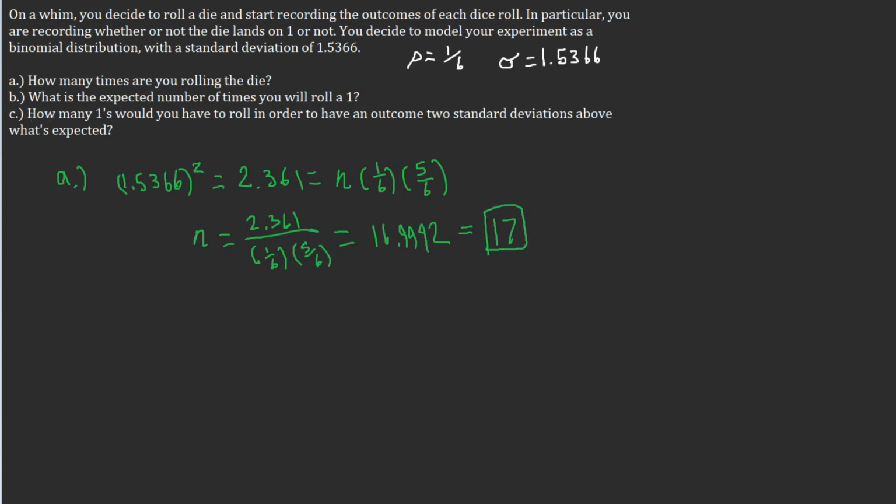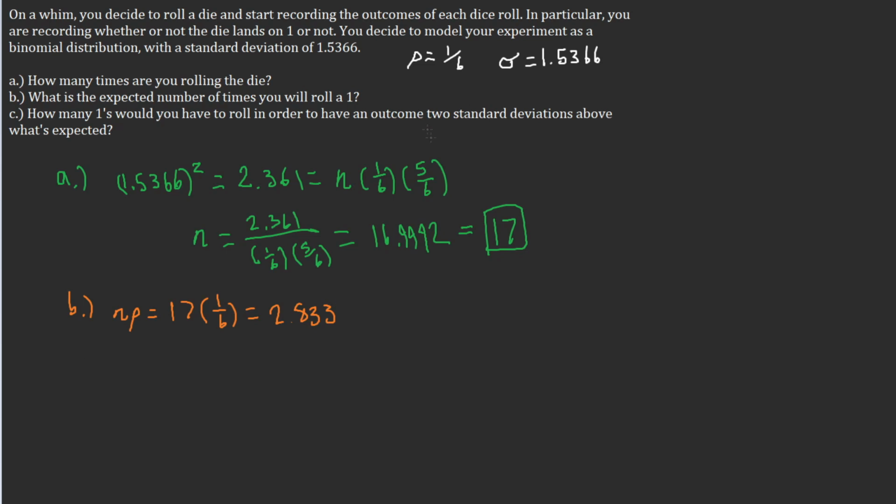And now part B is asking us, what is the expected number of times you will roll a 1? So this is very simple. This is just asking us for the mean of the binomial distribution, and the expected number of times that we'll roll a 1 here is just going to be our probability multiplied by the number of trials. It's going to be 17 times 1/6. And we are going to calculate, looks like 2.833.